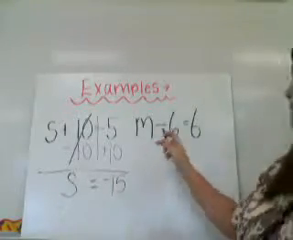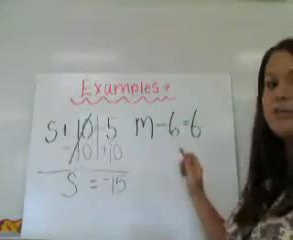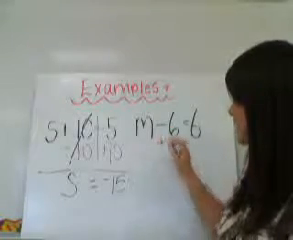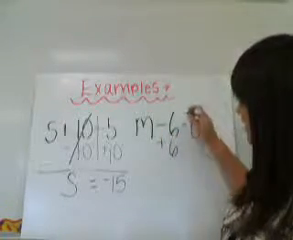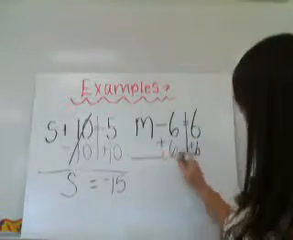Now if you look at this one, m minus 6 equals 6. So this is a subtraction problem. So the opposite of subtraction is to add. So we're going to add 6 to this side. On the other side of the equals, we're also going to add 6.